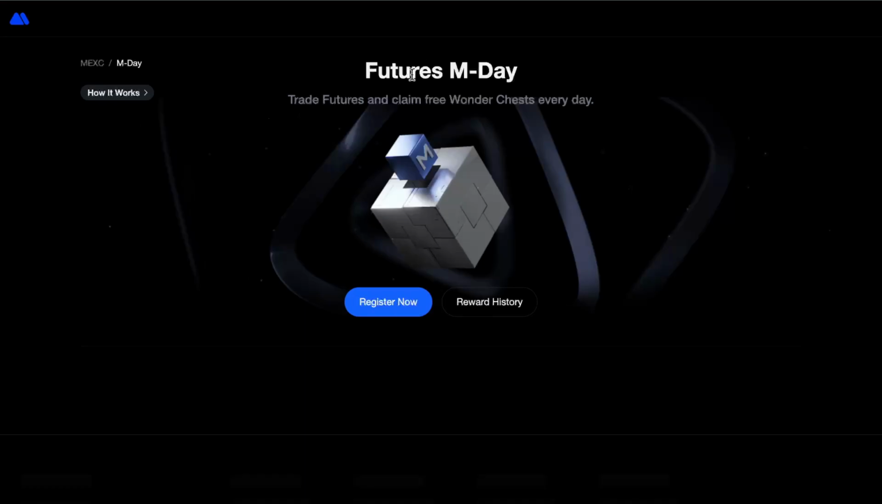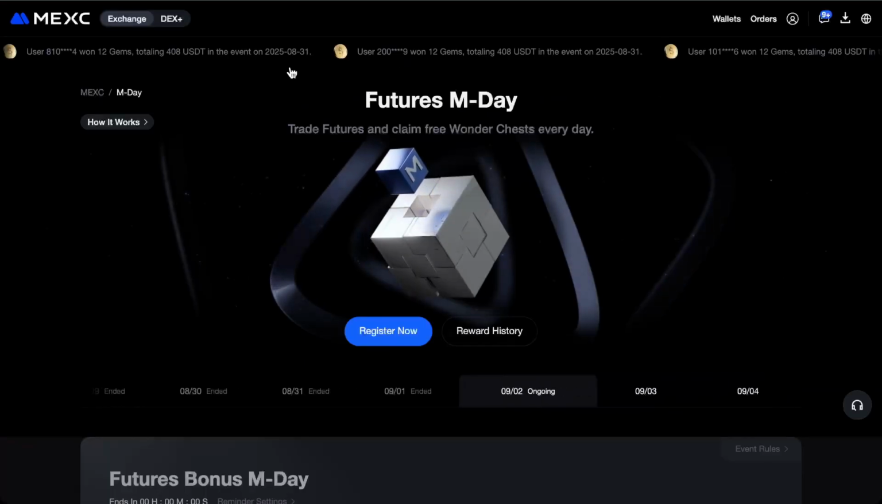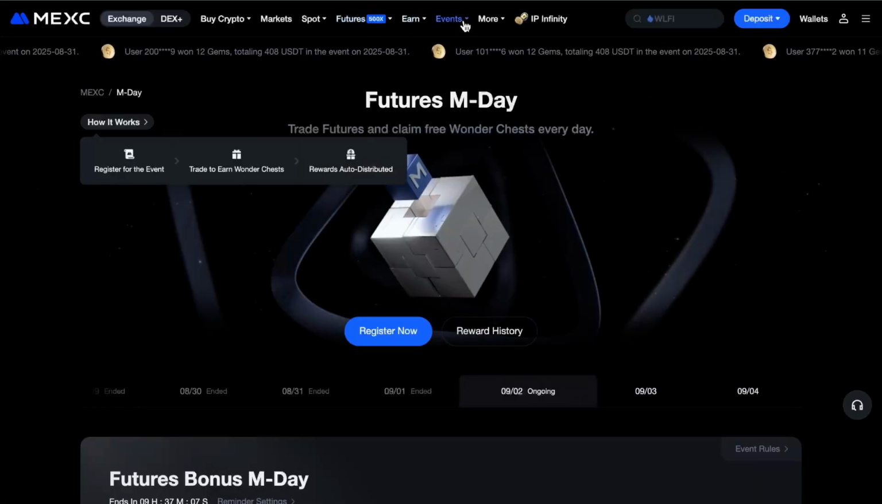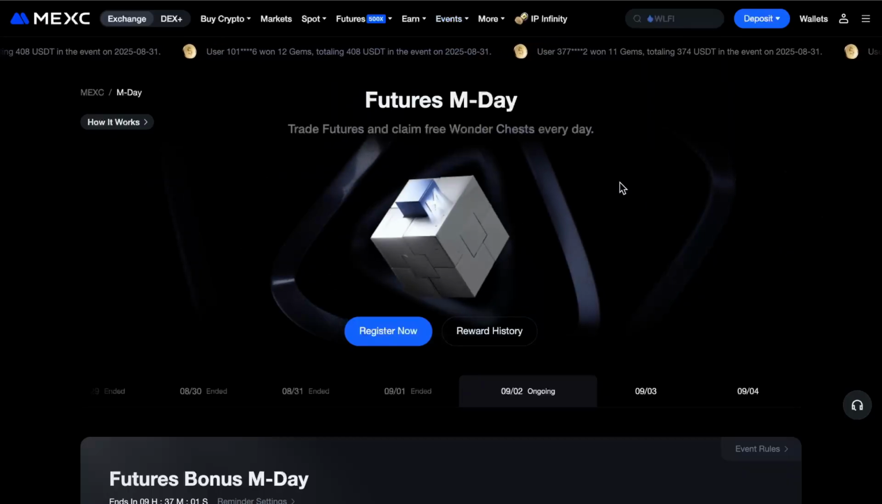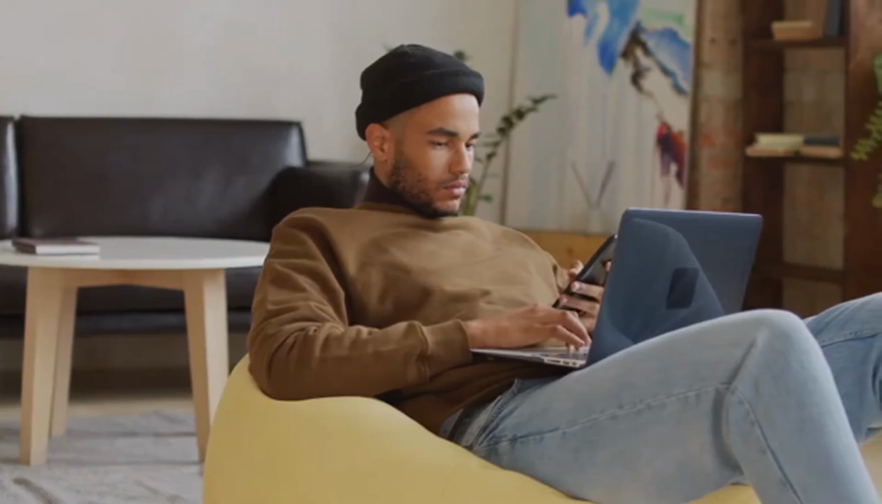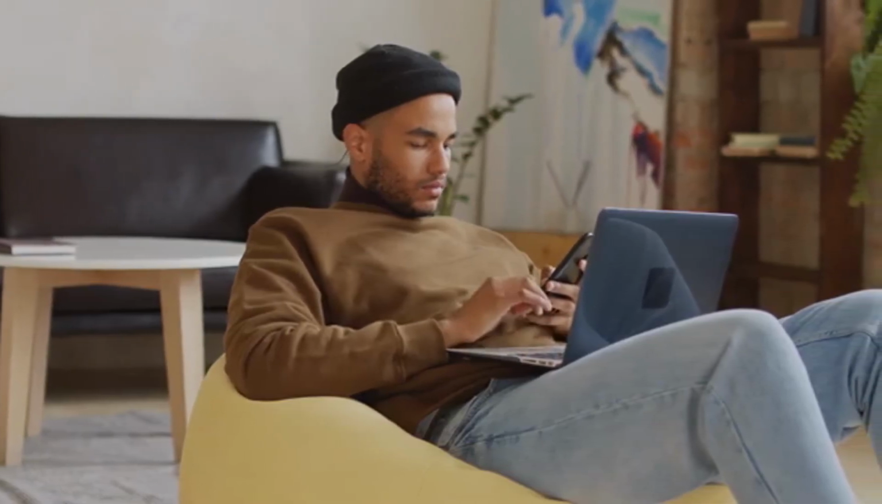There are also tons of events tied to futures, like M-Day events, reward hubs, where you can earn bonuses, and leaderboard competitions. So, whether you're a beginner learning the ropes, or an advanced trader looking for deep liquidity and leverage, MEXC Futures is a top tier option.